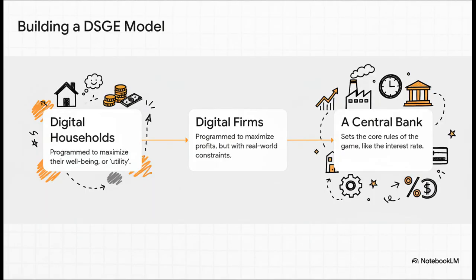So what's actually in one of these simulators? Well, it kind of boils down to 3 main pieces. First, you've got your digital households, all programmed to try and make themselves as happy as possible, by deciding how much to work, spend, and save. Second, you have digital companies that are all about maximizing profits. And third, you have a central bank that's in charge of setting the rules, like the main interest rate.